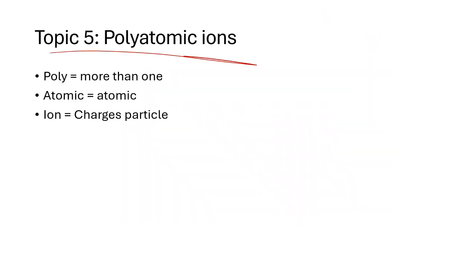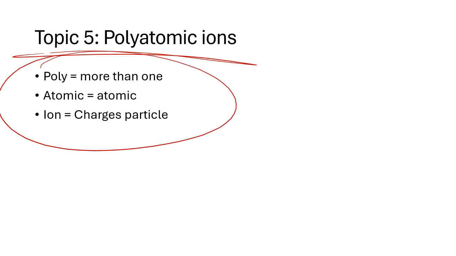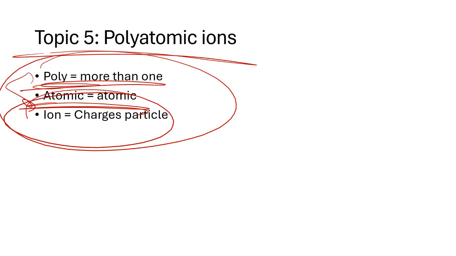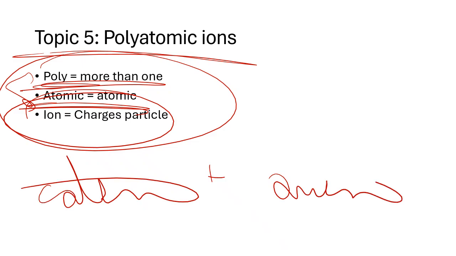So the last topic we'll talk about is polyatomic ions. And we'll hear about polyatomic ions enough that to some degree they become second nature. Poly means more than one atom, or poly means more than one, and then an ion means a charged particle. Again, a cation is positive, the anion is negative.